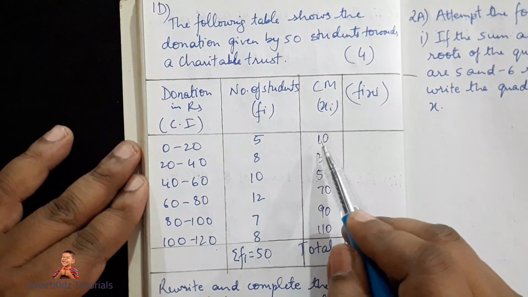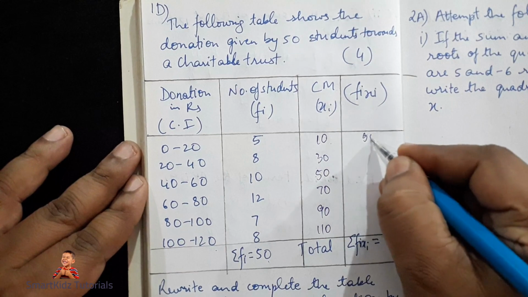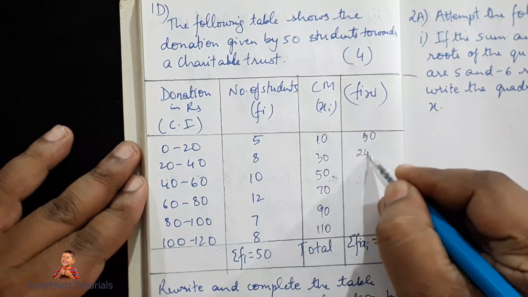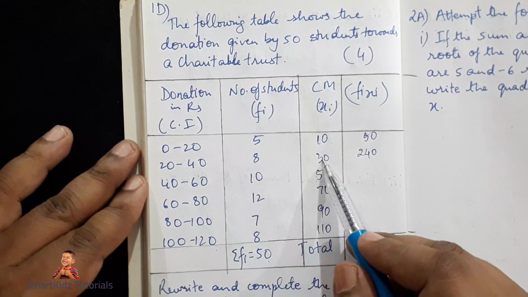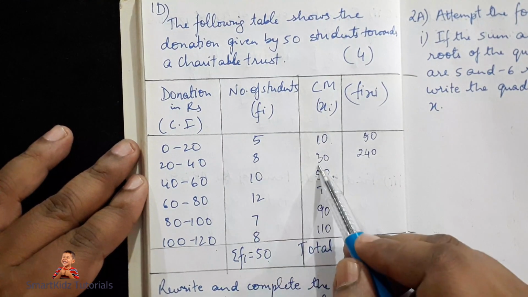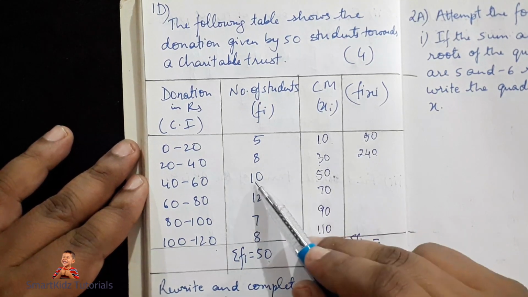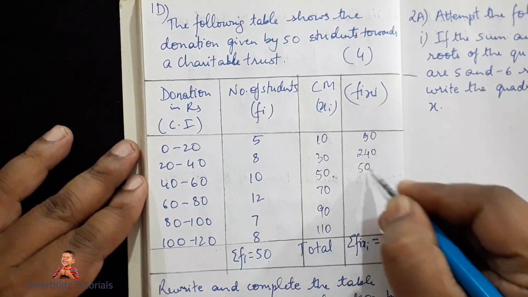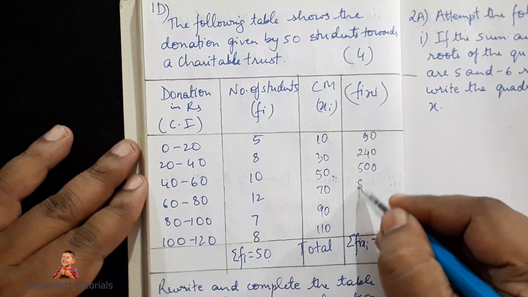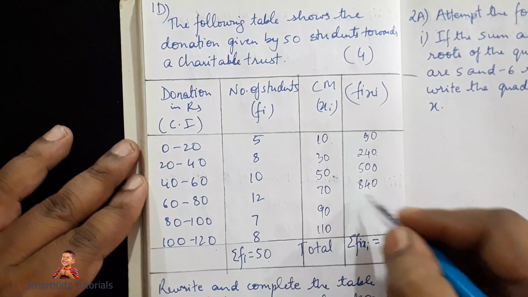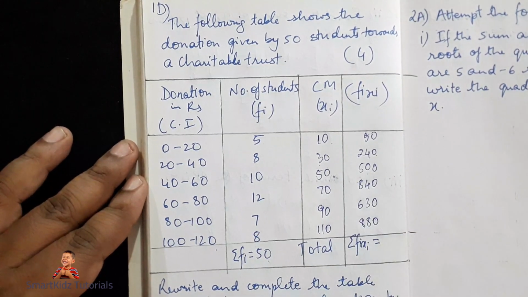Now next we need to multiply fi into xi. 5 into 10, 50, 8 into 30 is 240. When you want to multiply 8 into 30, you don't have to literally multiply 8 into 30. Let's look at 8 into 3, that gives us 24, and next to that put a 0. That will give us the value of 8 into 30. Same way over here, 10 into 5 is 50, so put a 0 because it's 10 into 50, not 10 into 5. 12 into 7 is 84 and then a 0. 7 into 9 is 63, then a 0. 8 into 11 is 88 and then a 0.